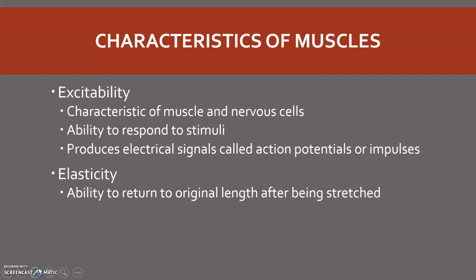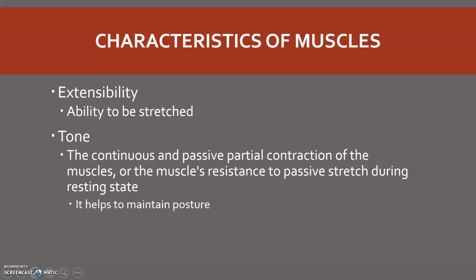Muscles also have the ability to respond to stimuli. This characteristic is called excitability. When stimulated by an electrical signal, muscle cells contract. Muscles have the ability to return to original length after being stretched. This is called elasticity. Extensibility describes the ability to be stretched.